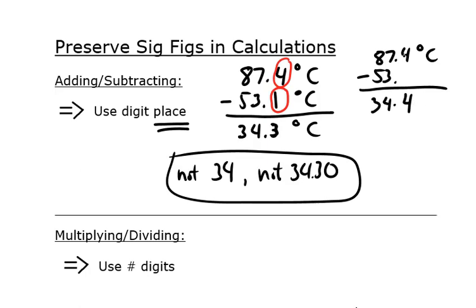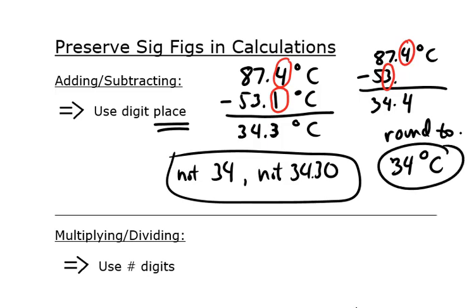But this time we realize that one of the numbers we know to the 10th place, but the other number we only know to the 1's place. So we can't do our answer to the 10th place because we don't know what that value is for the other number. We can only do it to the nearest 1's place. So we have to round this one to 34 for the answer.